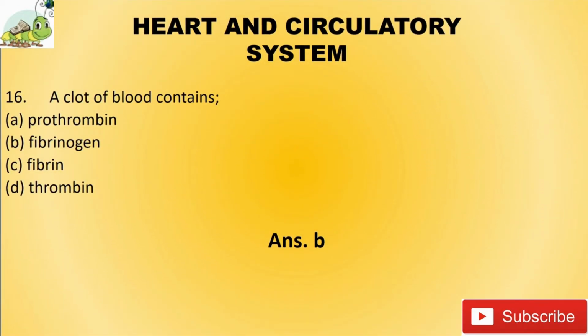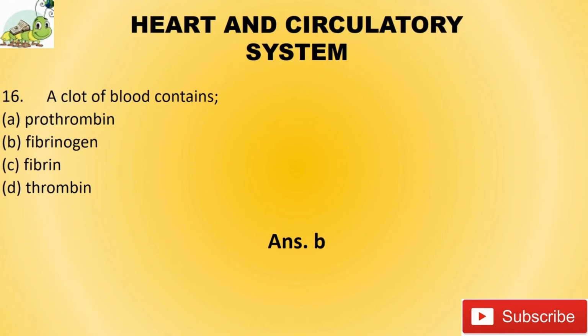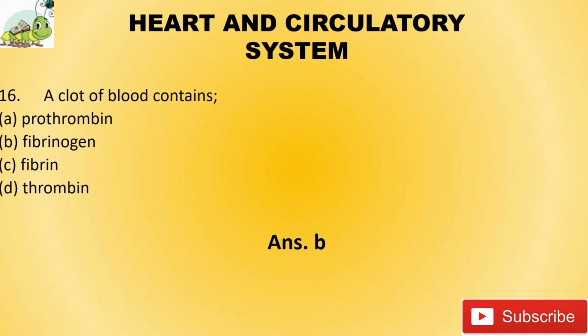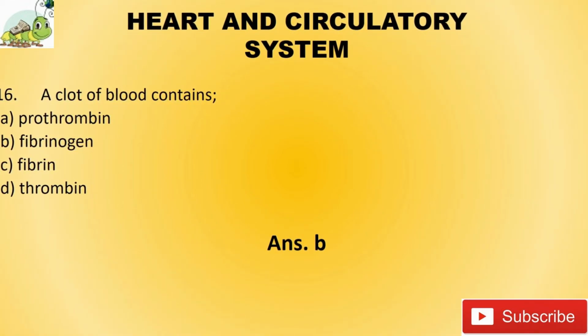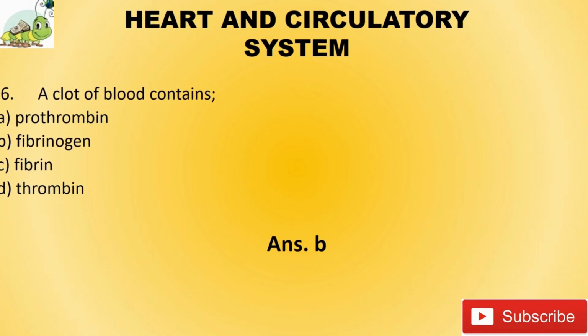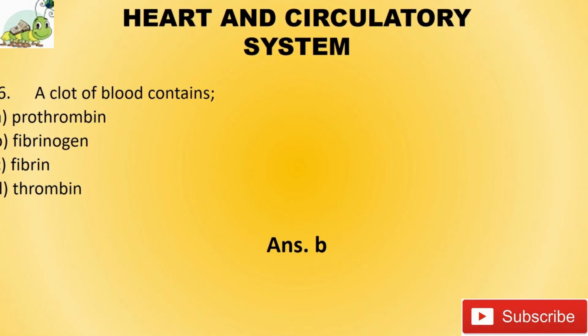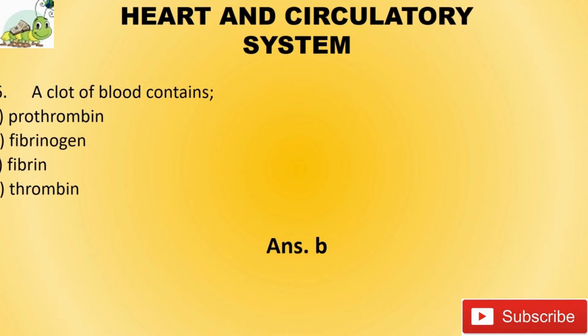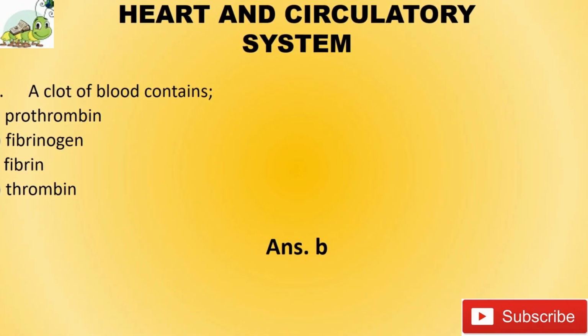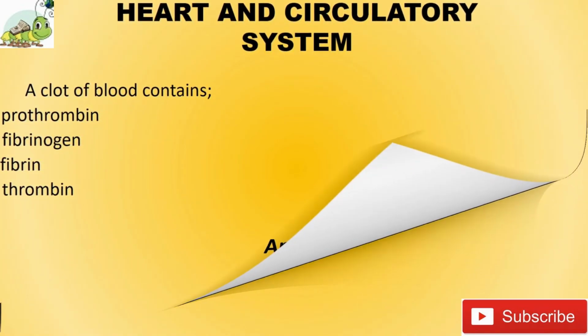Question number 16, answer is C. Fibrin is an insoluble fibrous protein that is precipitated at the site of wounds to form blood clots. Clots reduce blood loss and seal off the blood vessel to prevent infection.